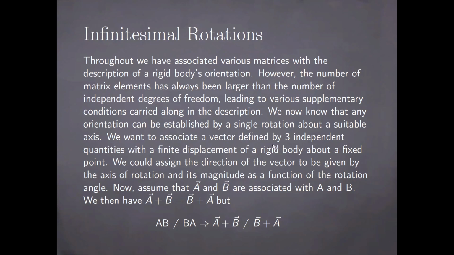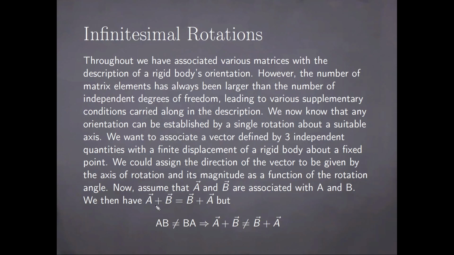We want to associate a vector defined by three independent quantities with a finite displacement of a rigid body about a fixed point. We could assign the direction of the vector to be given by the axis of rotation and its magnitude as a function of the rotation angle. We can then assume that the vectors A and B are associated with the transformation matrices A and B.